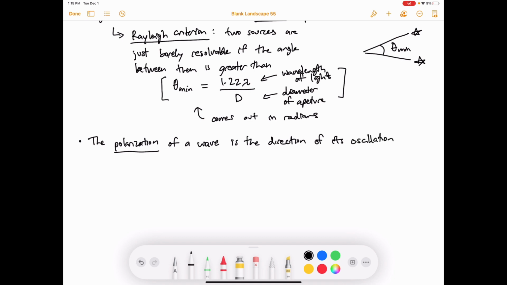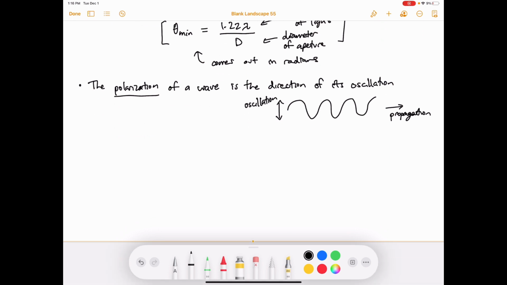Okay, so let's say we have a transverse wave like this. The wave would be moving to the right, so that would be its propagation. But its oscillation would be happening in this direction. So the direction of the oscillation is what we call the polarization of the wave.